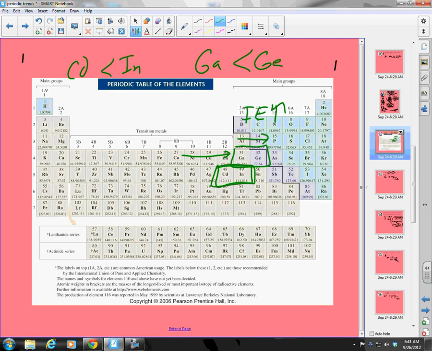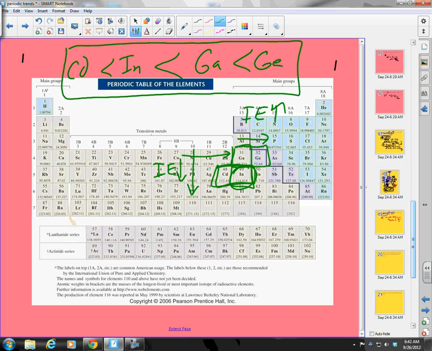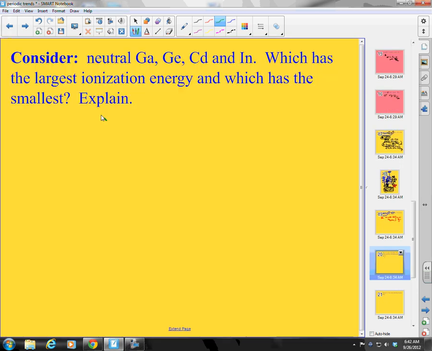Now the only question is, what's the relationship between indium and gallium? Well, I'm going down the group here, and we said as we go down the group, ionization energy decreases, which means that indium is less than gallium, and so this is our trend. Cadmium is less than indium, indium is less than gallium, gallium is less than germanium.